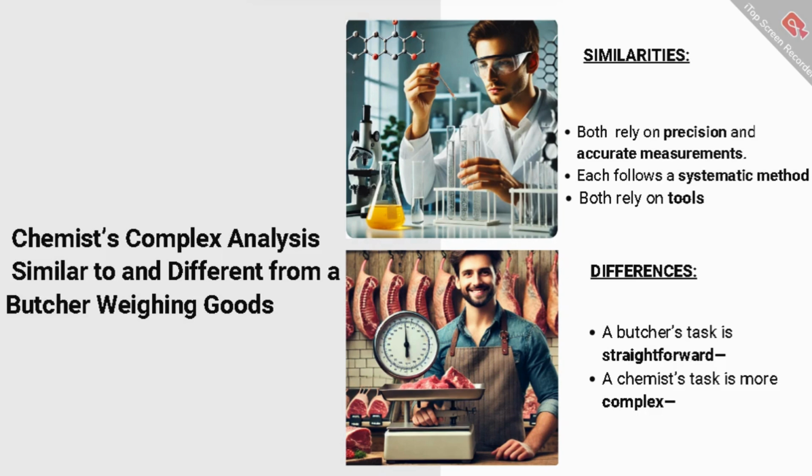Now, if we talk about the differences, a butcher's task is straightforward. He weighs meat using a simple scale, which gives an immediate result. Whereas a chemist's task is more complex. He must carefully analyze chemical reactions and interpret results that are not always visible or immediate. So a chemist tests hypotheses, whereas a butcher follows a fixed routine. So through this comparison, Huxley highlights that while different professions require different levels of complexity, the fundamental process of careful observation and reasoning remains the same.